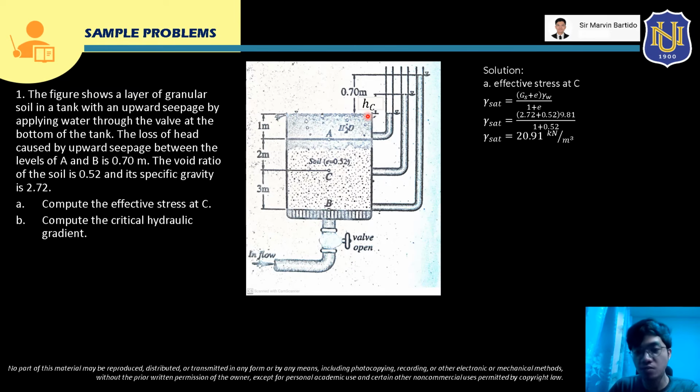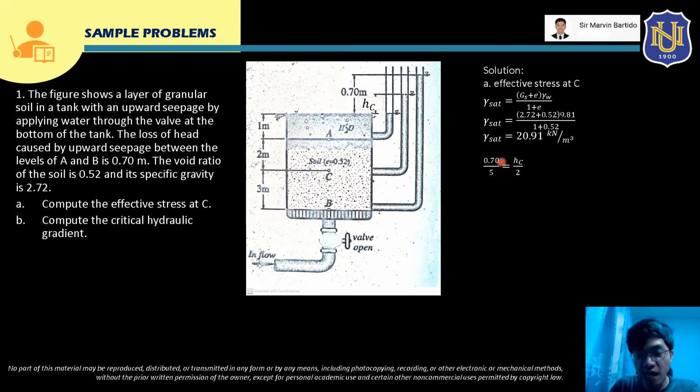So, let's say H sub C yan. So, class, para ma-solve natin yan, yung katulad lang ng ginagawa natin, i-proportion mo lang, class, ratio and proportion. So, that will just be 0.70, yan yung head loss between A at B, over yung distance ng A at B, which is 2 plus 3, that will be 5.